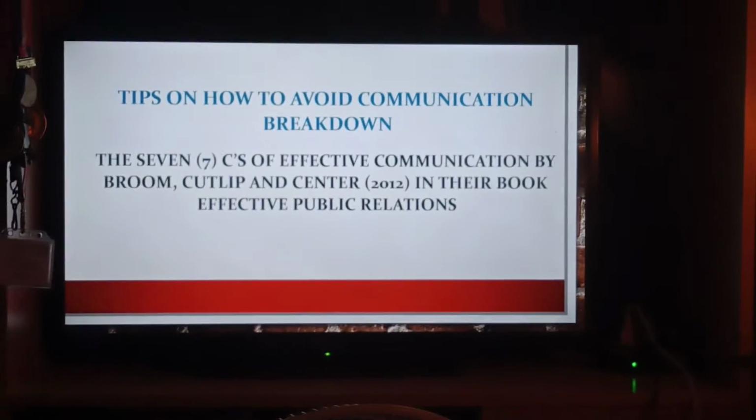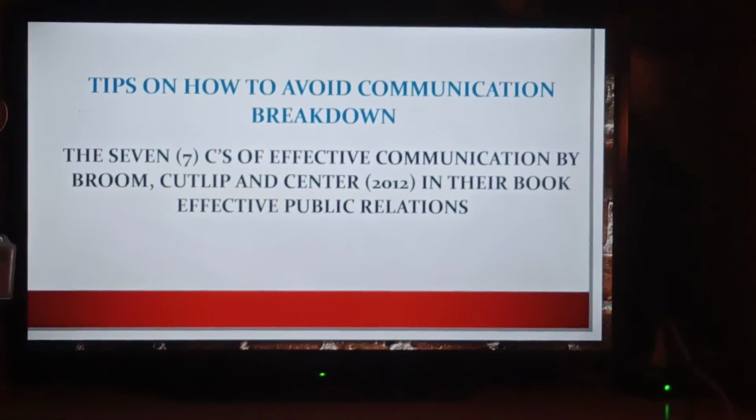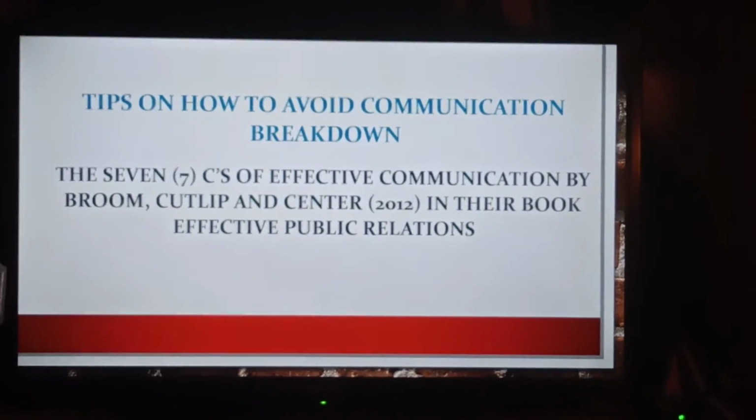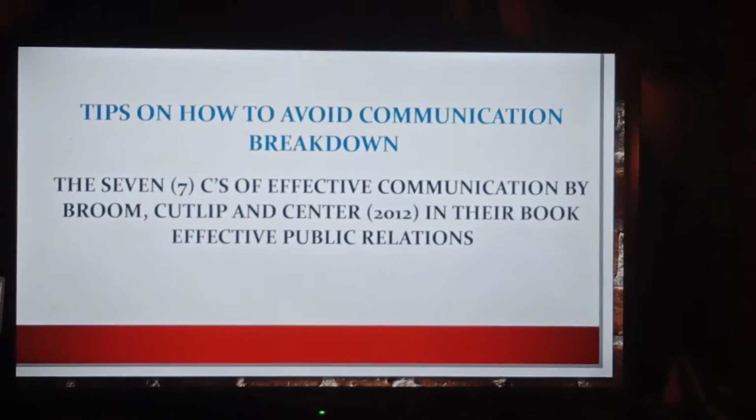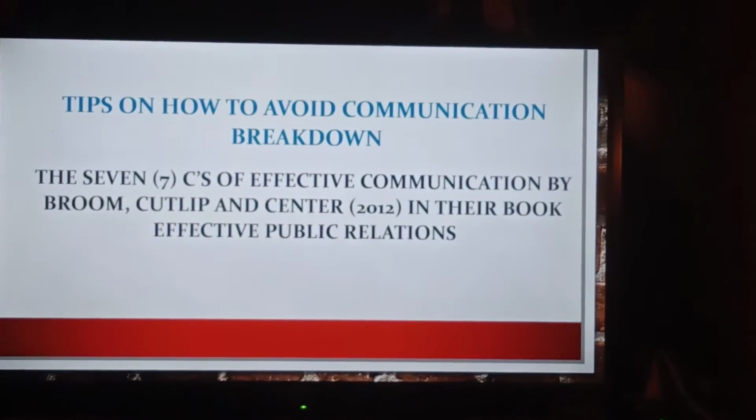tips given by Broom, Cutlip, and Center in their book Effective Public Relations.